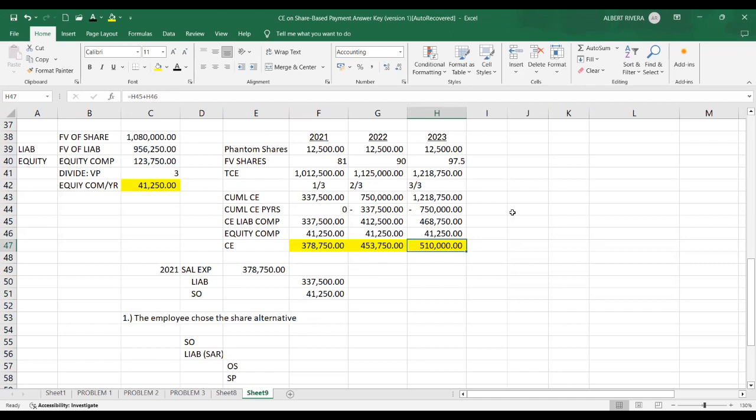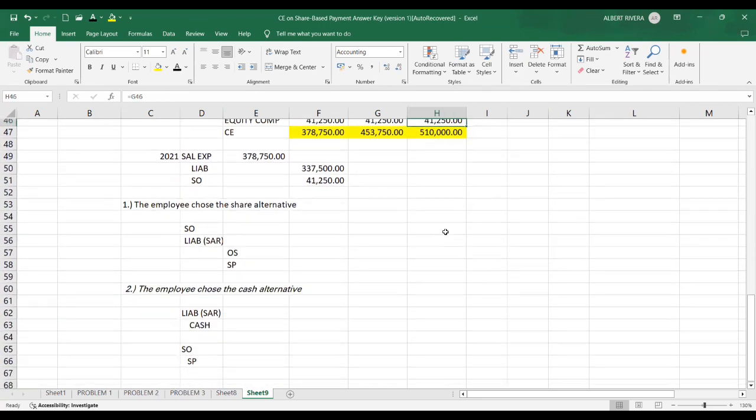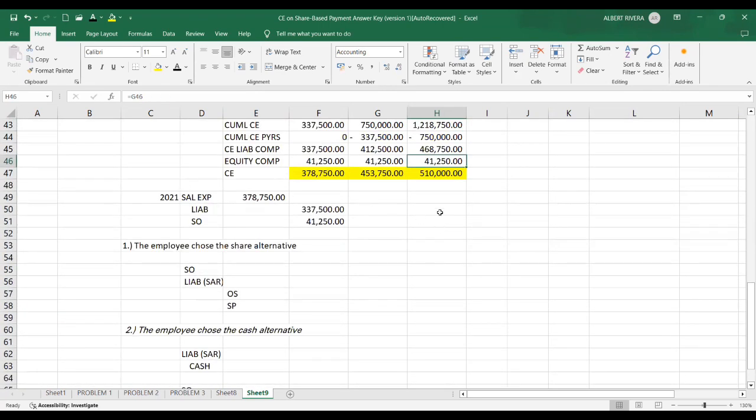So the entry for that would be debit salaries expense of 510,000 and credit a liability amounting to 468,750 and credit share options of 41,250. So that is the entry there.